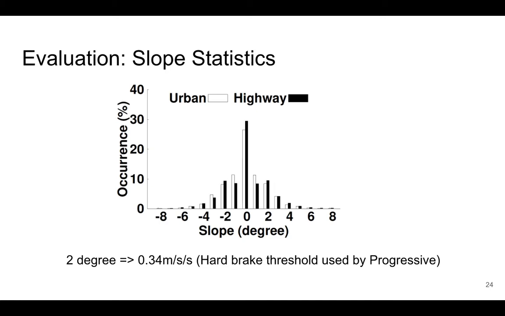which is the hard brake threshold used by Progressive. If you brake at 0.34 meters per second squared, then the Snapshot OBD device will think you made a hard brake.